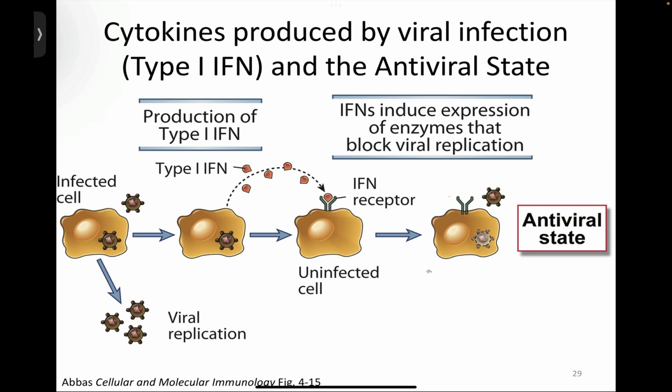And so this cell now goes into the antiviral state. And if a virus tries to infect this cell, it will not allow viral replication. So this cell is in the antiviral state. Note that the antiviral state is not in the cell that got infected. It's in the neighbor. It's happening in a cell with the interferon receptor because of receiving interferon made by the infected cell.